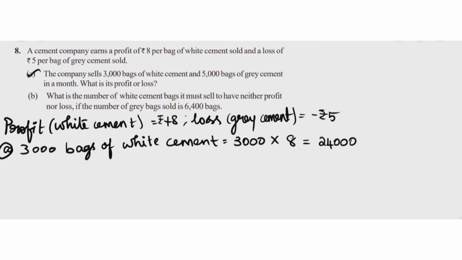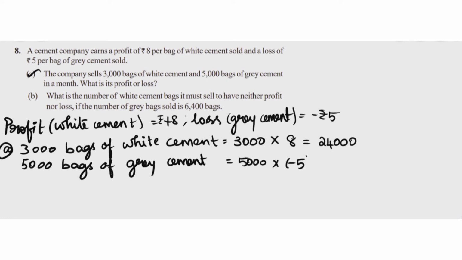Now we can move on to the next one. And 5000 bags of grey cement. So grey cement means nothing but it is loss. So 5000 bags of grey cement. So 5000 multiplied by grey cement, which is loss, right? That is nothing but -5. So if I multiply, then I will get -25,000 as the answer.